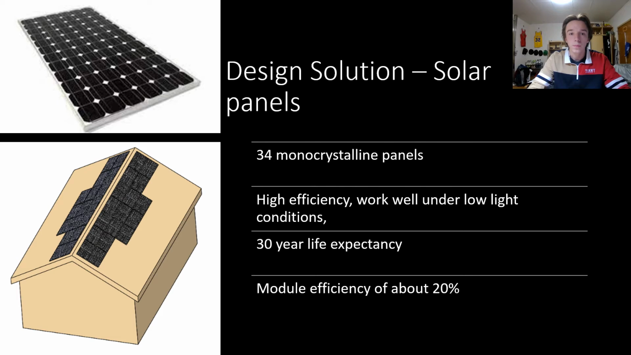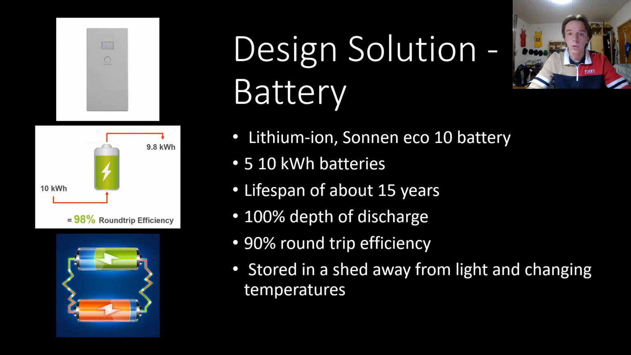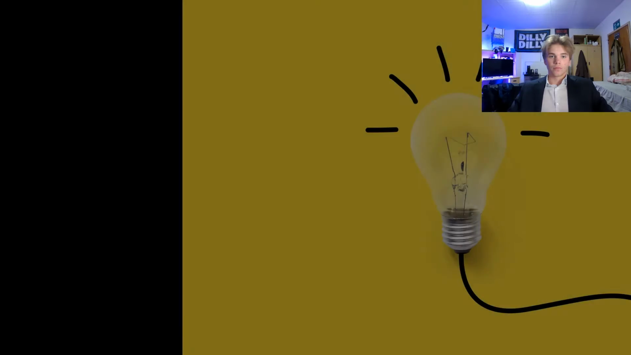The batteries that will be storing the energy are Sonnen Eco 10 lithium-ion batteries. The design will require 5 10-kilowatt batteries, which will fit well within the 64-meter square area. These batteries have a 100% depth of discharge and a round-trip efficiency of 90%. The batteries will be kept in a shed where they will be easily regulated and kept away from light and changing temperatures. This will allow the batteries to have a lifespan of up to 15 years.